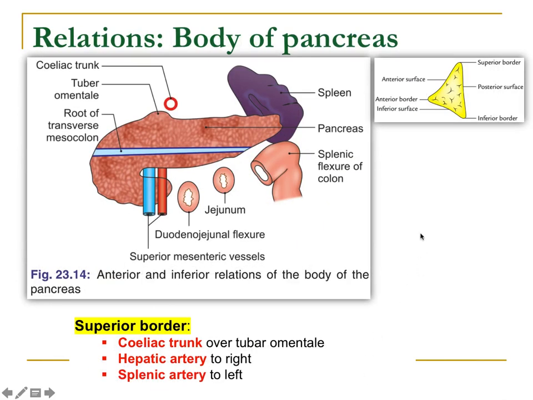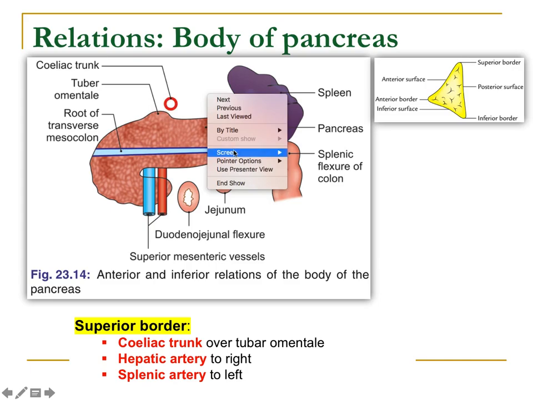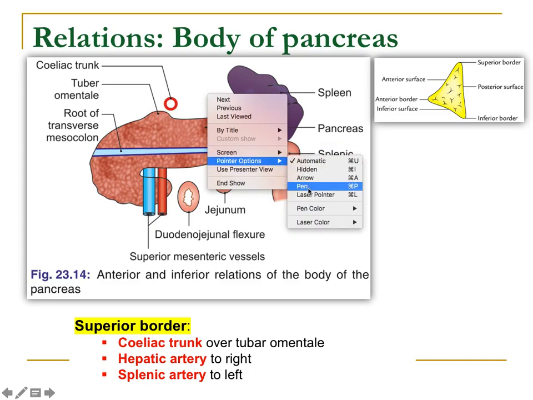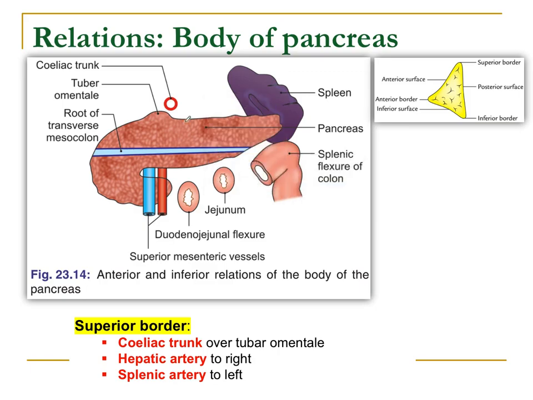Now, to understand the relations of the body of the pancreas, in the superior border, what you will find? You will find the celiac trunk, and from the celiac trunk there will be the hepatic artery and splenic artery. They are not shown here in this photograph, but you will find those two structures. Here they are supplying the spleen, and somewhere here you will find the hepatic artery to the right side. So they are coming in relation in the superior border.